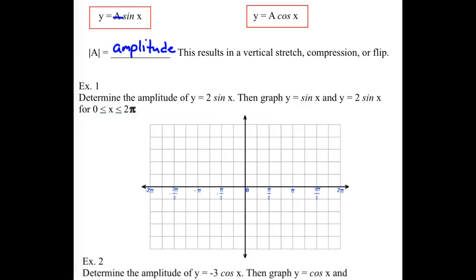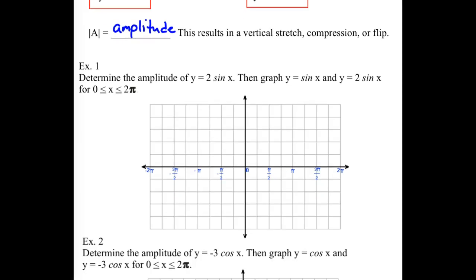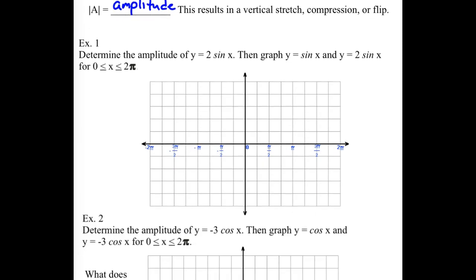All right, so we are trying to determine the amplitude of y equals 2 sine x, and then we're going to graph a basic y equals sine x and y equals 2 sine x so that you can see the comparison. This 2 in front is our change, our vertical stretch.